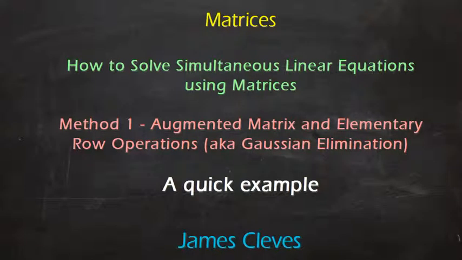Alright, in this example we're going to solve simultaneous linear equations using matrices. We're going to use the augmented matrix and elementary row operations method, which is known as Gaussian elimination. So say we've got three equations which are all true, so they're simultaneous.